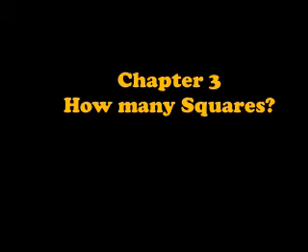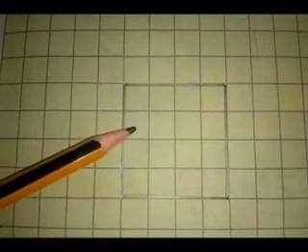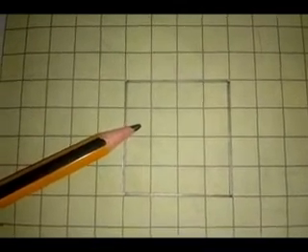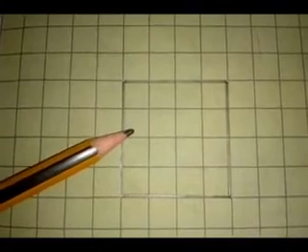In this video, we will revise the chapter 3, How many squares? For class 5. In this video, we will revise the area and perimeter of squares and rectangle. First, we will see the area of square. Here is a square. We want to find the area of this square.